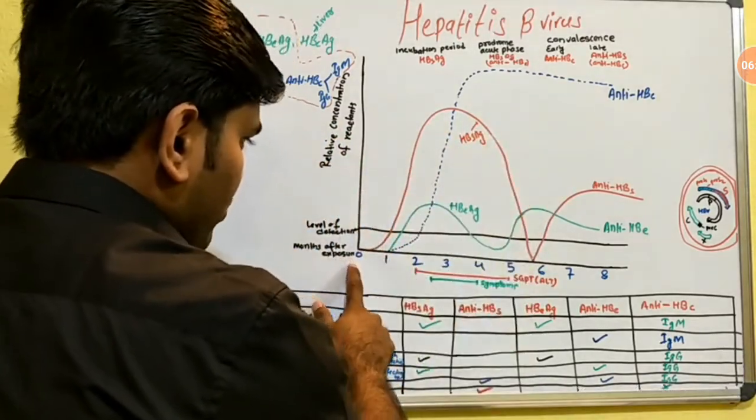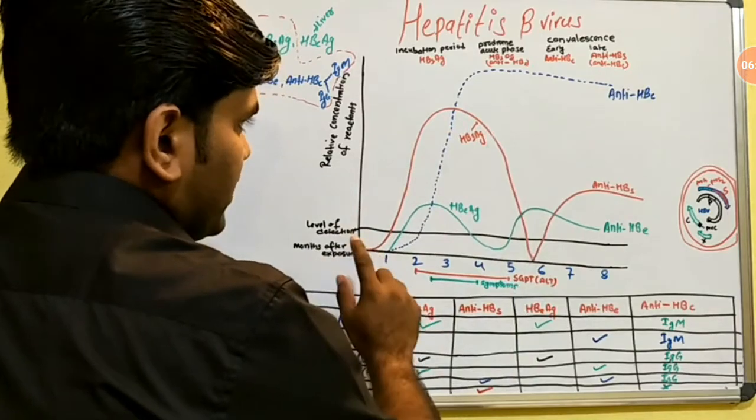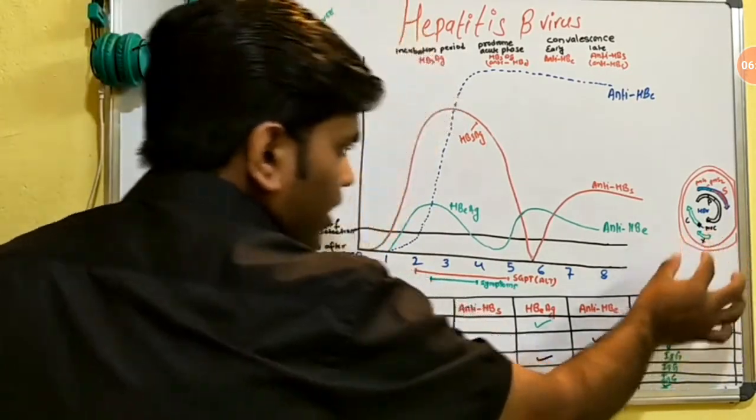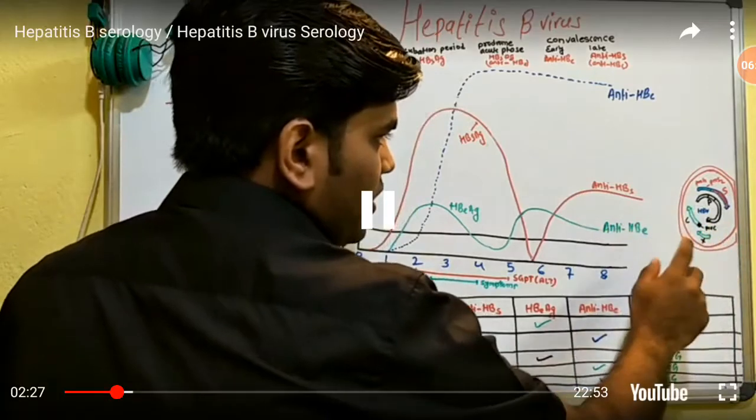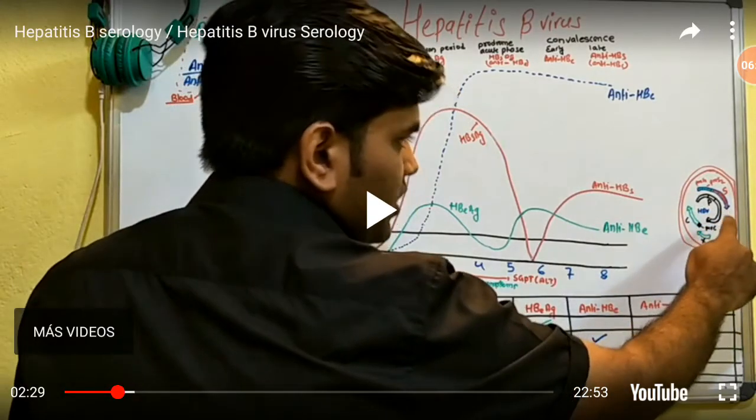This is your 0 hour. When you get infected, the antigen, look, this is the virus. The virus has three major components.